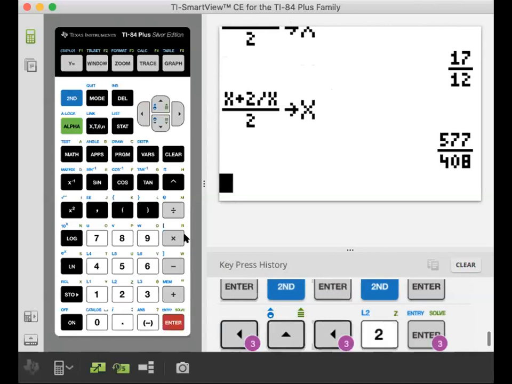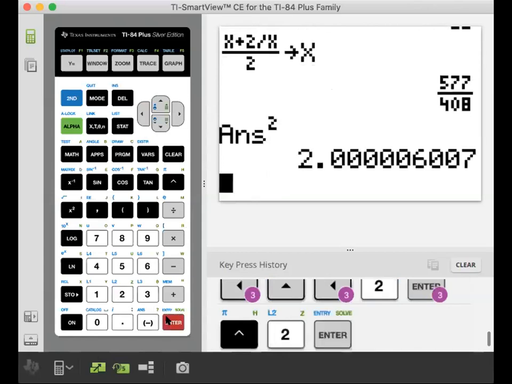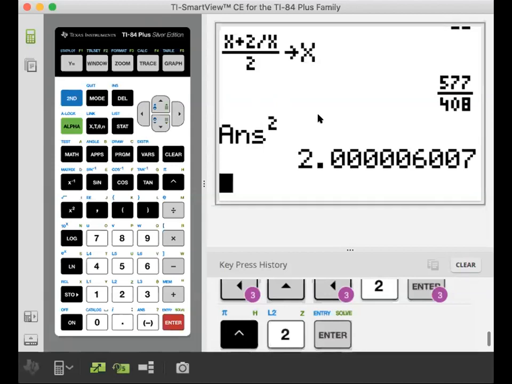If you square that number, check this out. You get, that's really close to 2. 577 over 408 is a famous approximation of the square root of 2 that comes up in a lot of cultures over the years. 17 over 12 is a pretty good approximation also. Okay, and that's the first thing I wanted to show you today.